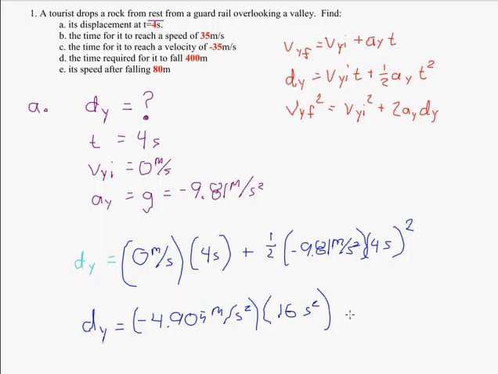I have negative 4.905 times 16, and that's going to give me a value equal to negative 78.48. Now what's the unit, guys? Well, you take a look at this. You have meters per second squared times seconds squared over 1. These cancel out, and you're left with simply meters. So that is your answer to part A.